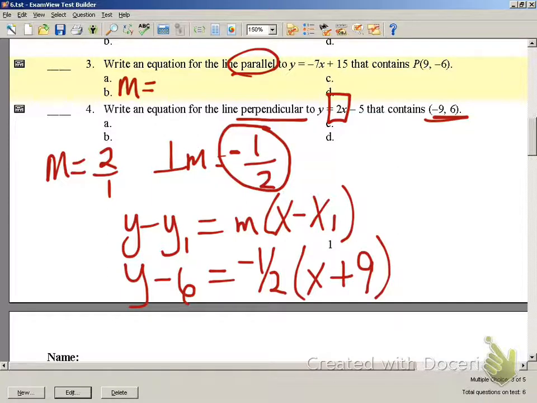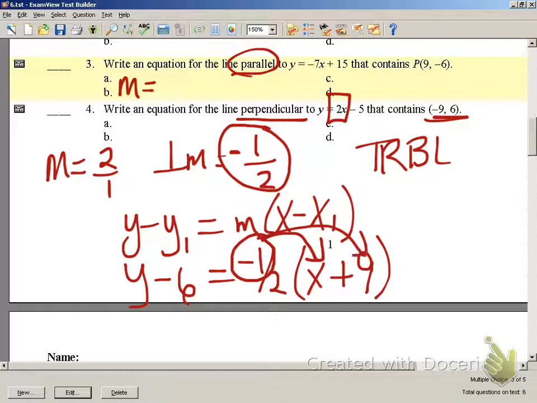So remember, if it just says write the equation of line, we are technically finished. We're done with that problem. But what if this said, hey, let's put this in standard form? So if I have to put this in standard form, I have to distribute the negative 1/2. But we don't like fractions, so we have, remember, what we call trouble. Top right, bottom left. I'm going to take this top number and I'm going to multiply it to everything on the right hand side.